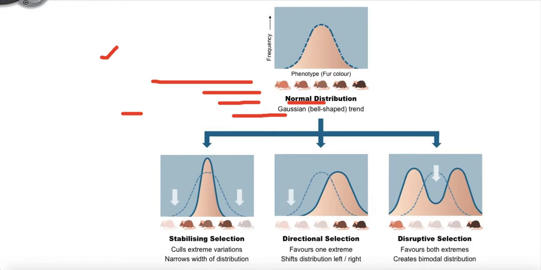And we see it here represented in the form of a graph. So here we see a normal distribution of phenotype fur color of mice. So in a normal distribution, we see that it follows a bell-shaped Gaussian trend. And in a stabilizing selection type of process, you're going to see that there's a favor towards that middle type of phenotype, right? So it's going to narrow those extreme phenotypes.